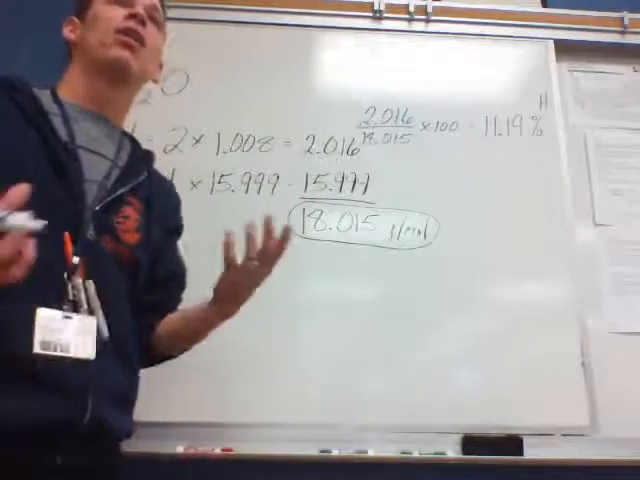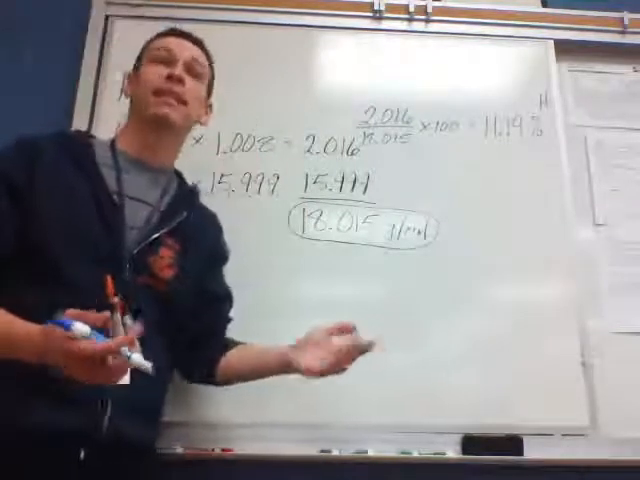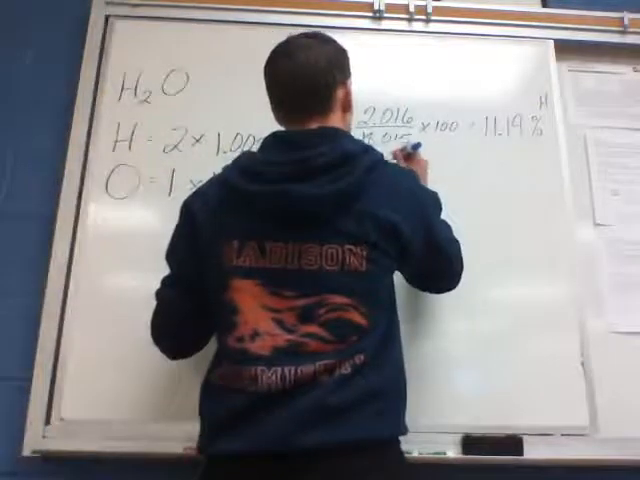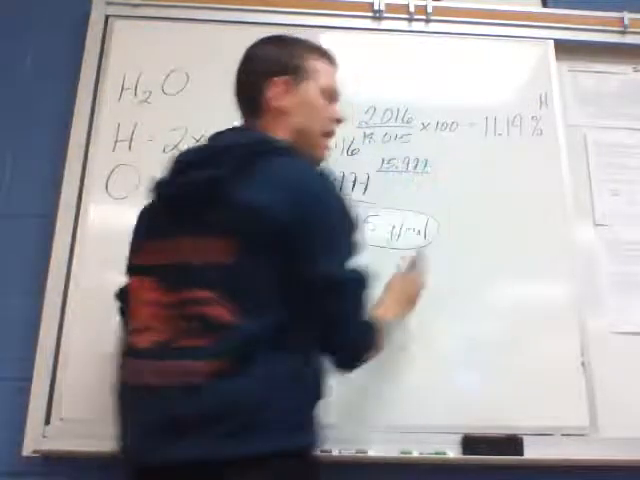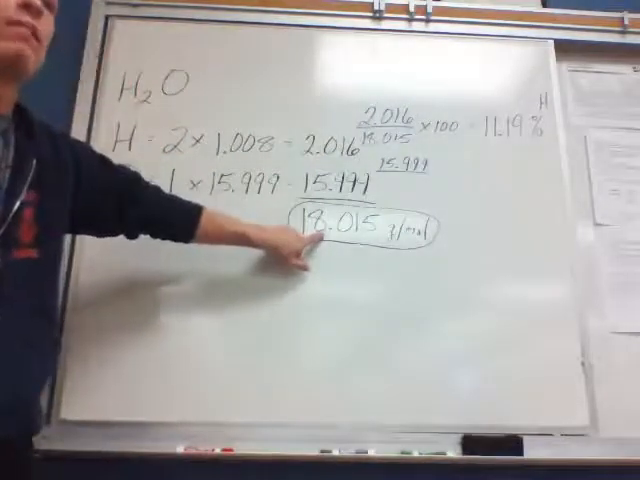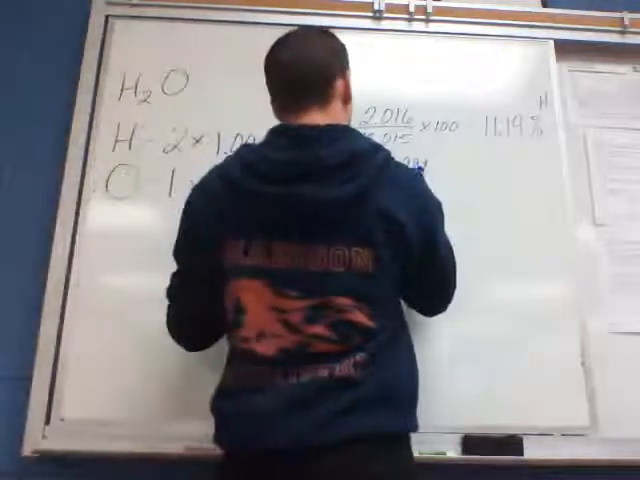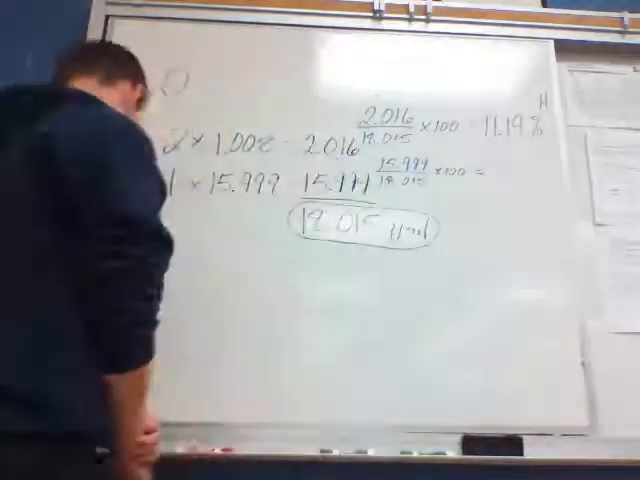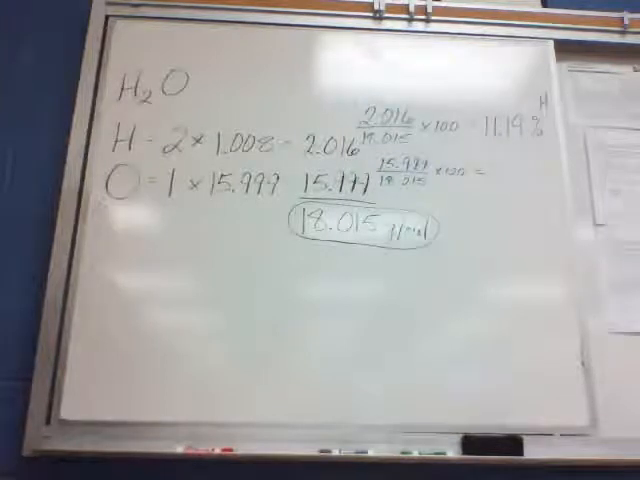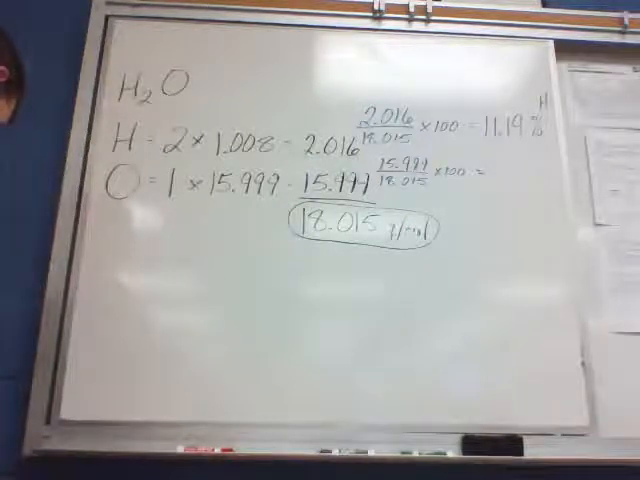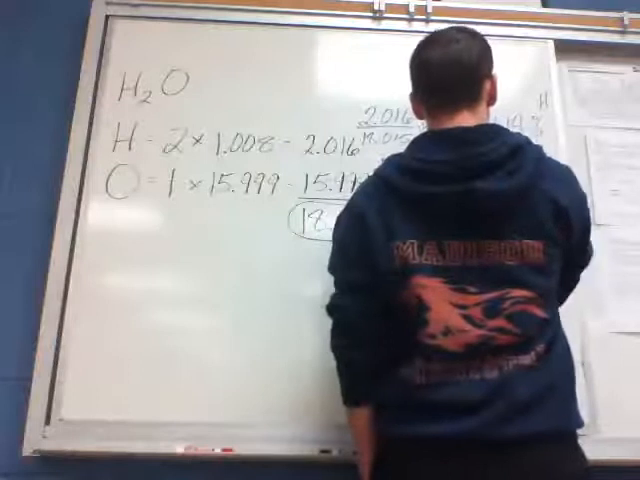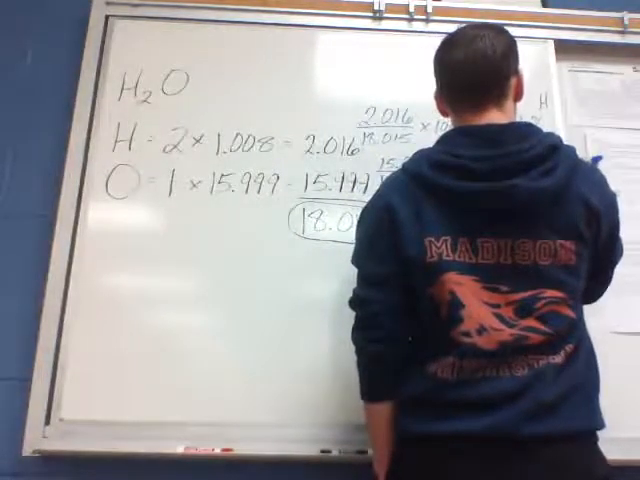So let's go and see what percentage the oxygen is. All right, same process. We need to divide oxygen's total, which was 15.999. Remember, there was only one of him. We need to divide that by, again, you always divide by the molar mass, that biggest number, 18.015 times 100. I get 88.81% oxygen.